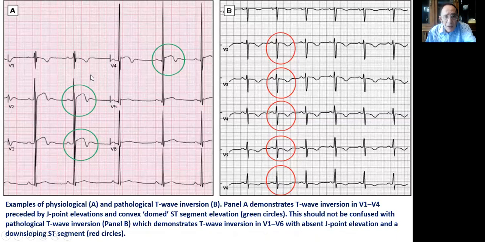Here is example of raised ST with downward slope, followed by T wave inversion with incomplete right bundle. If black athlete, you can pass it, but here the complete T wave inversion in all chest leads, this is myocarditis.